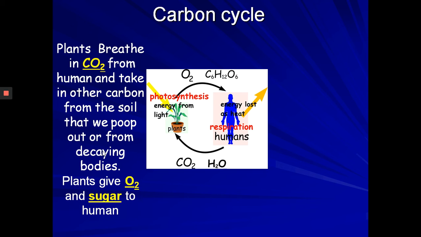Plants breathe in carbon dioxide from humans and take in other carbon from the soil that comes from waste or from decaying bodies, right? So any kind of carbon that we generate goes into the soil, and then plants are going to use that carbon dioxide and any other carbon, and go through the process called photosynthesis to give off oxygen and sugar.